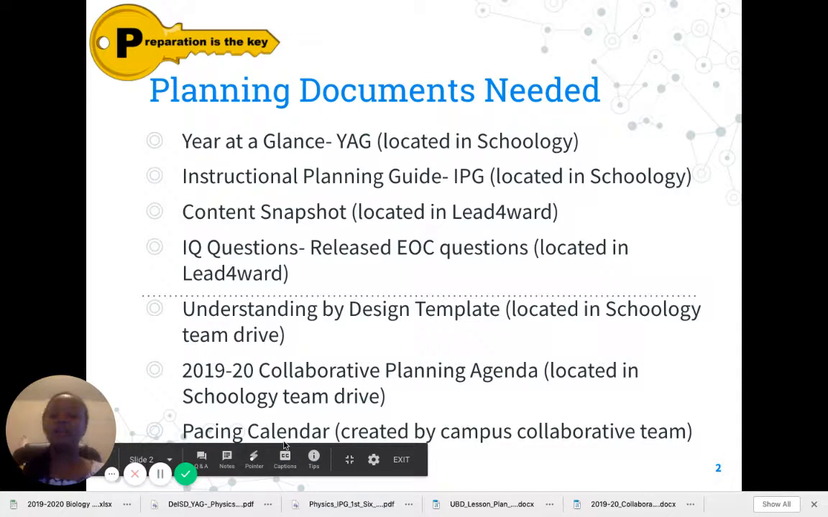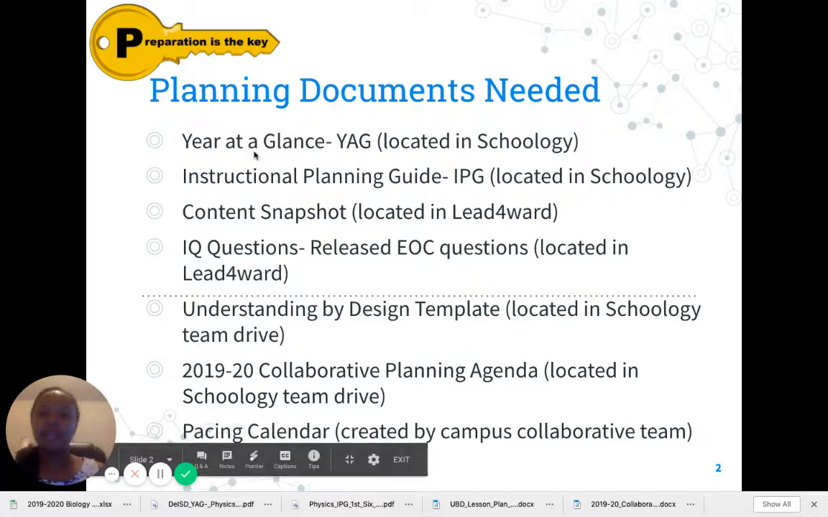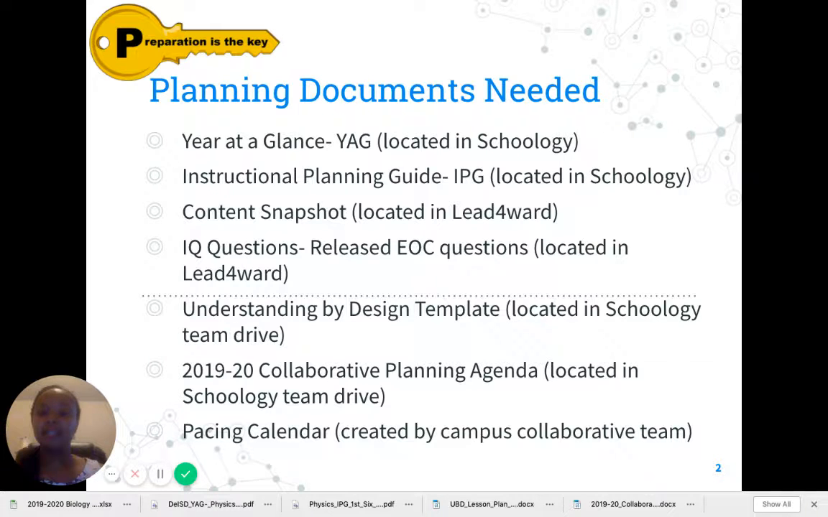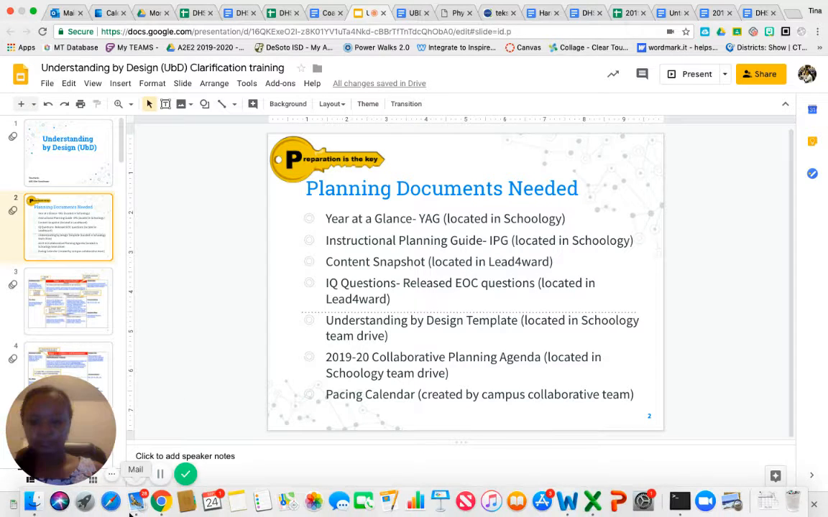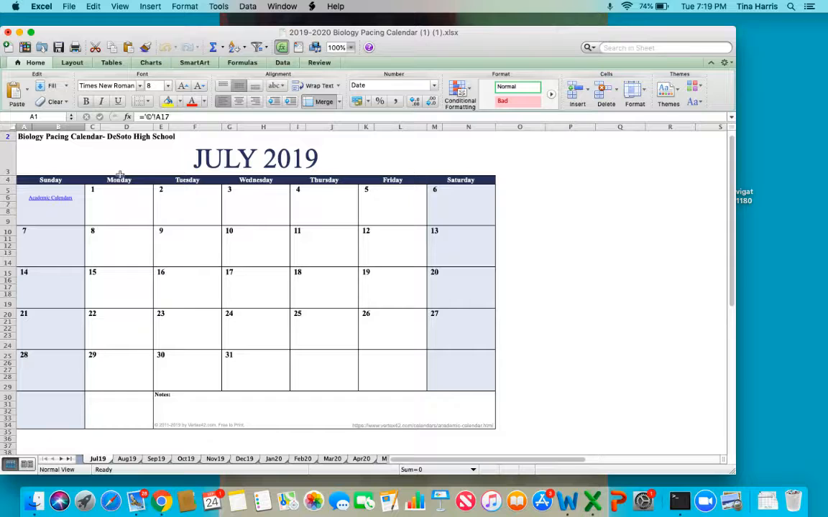At the beginning of the school year, preferably before the school even starts, your collaborative team should sit down with the YAG and the instructional planning guide, and you look at the suggested amount of days that they're suggesting in the IPG for a particular concept, and then put it on a calendar. Make it real. So, for example, I have an example of biology's pacing calendar.